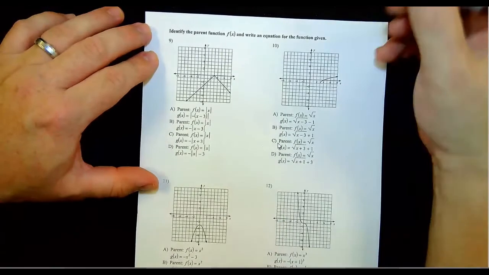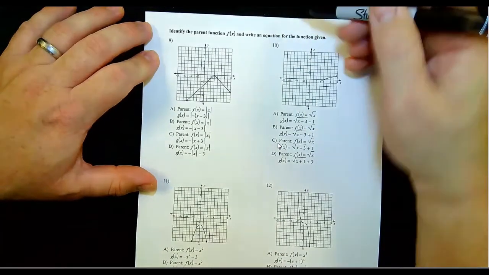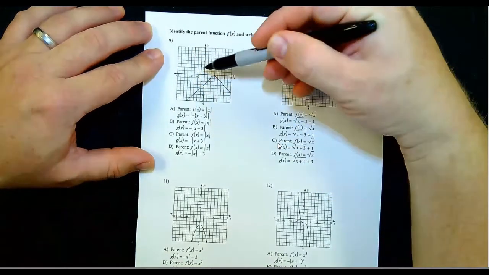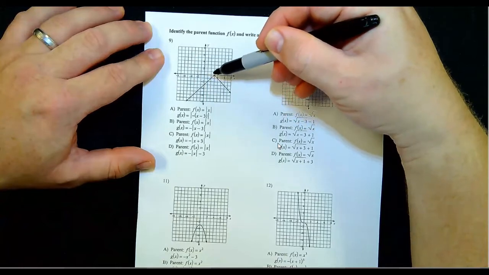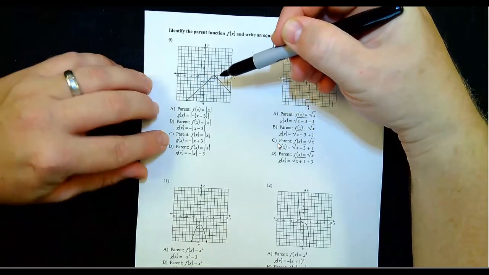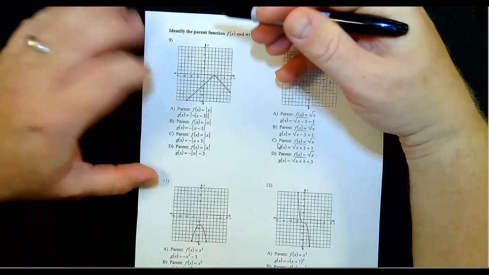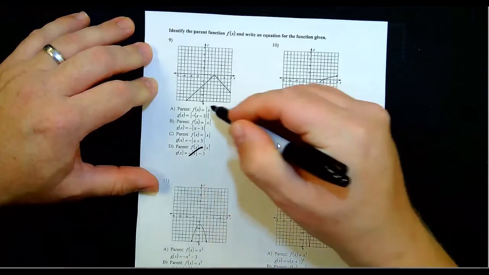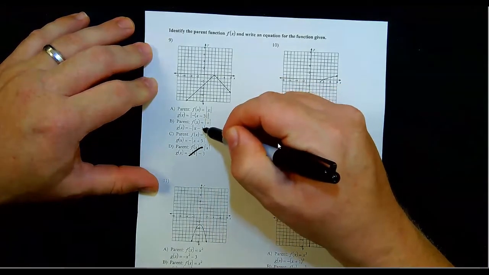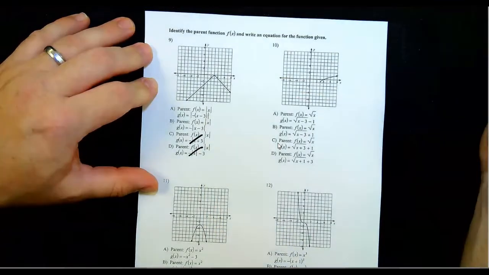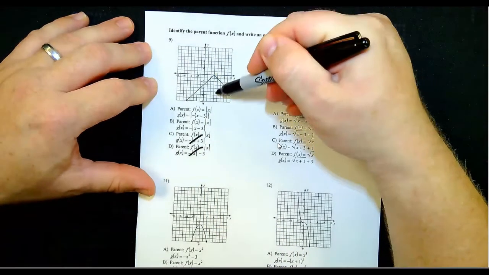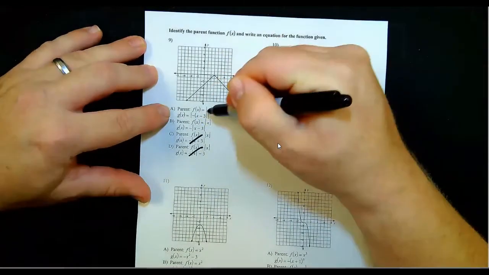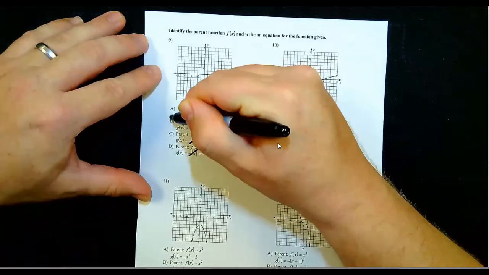Number 9, identify the parent function. Okay, so I got to look at what's going on here. It moved to the right 1, 2, 3. So I know there needs to be a -3 in there and it needs to be inside the absolute value bars. So I know that guy's out. That's got a -3 inside. That's got a -3 inside. That is a +3. I also know that it reflected down. So it has to have a negative out front. This is a negative inside. That's not the same thing. This has a negative out front. It's B.